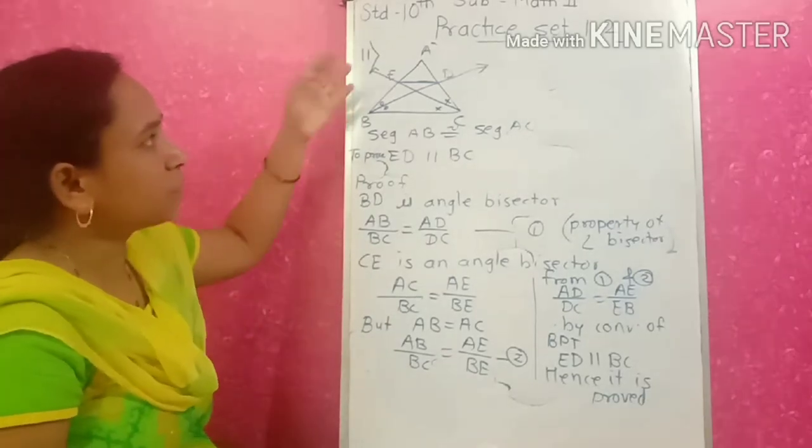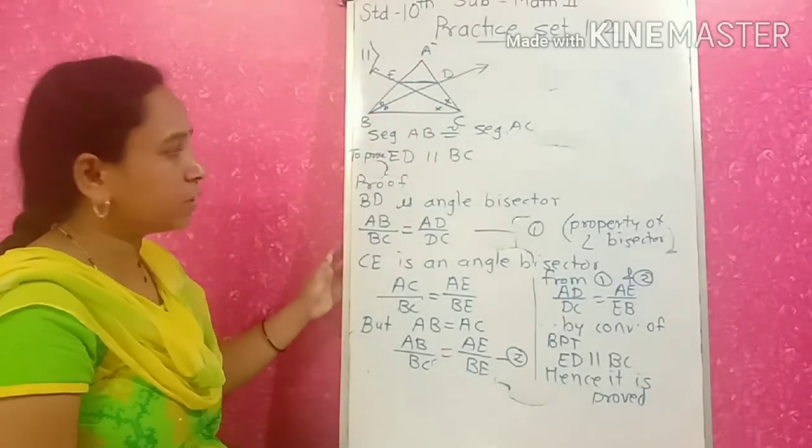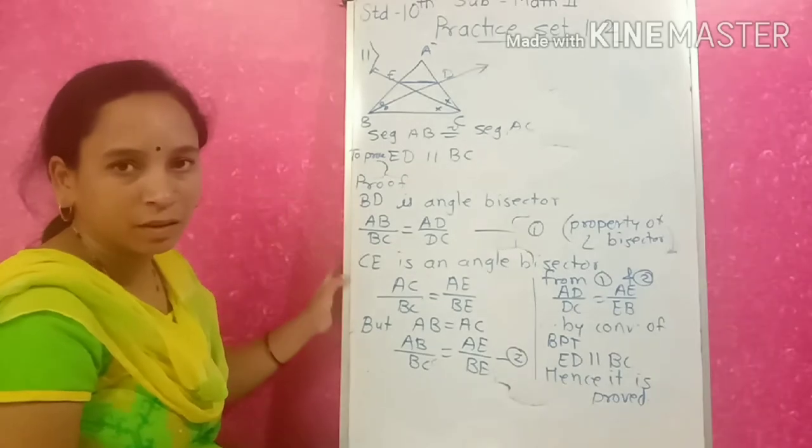Students, in this way we have finished practice set 1.2, which is based on the angle bisector and BPT theorem and the converse of it.